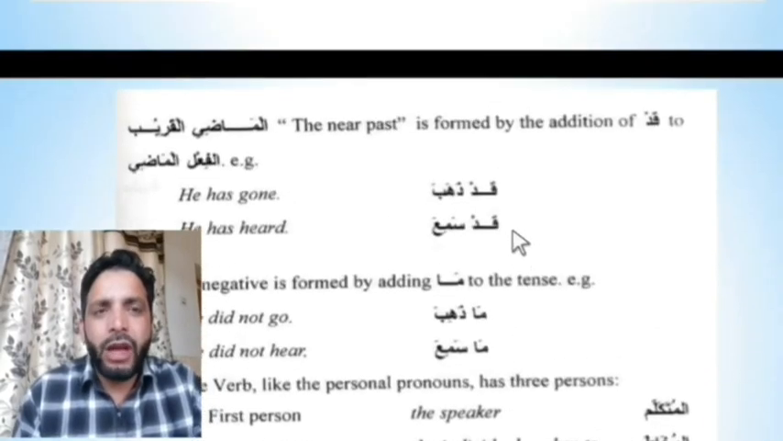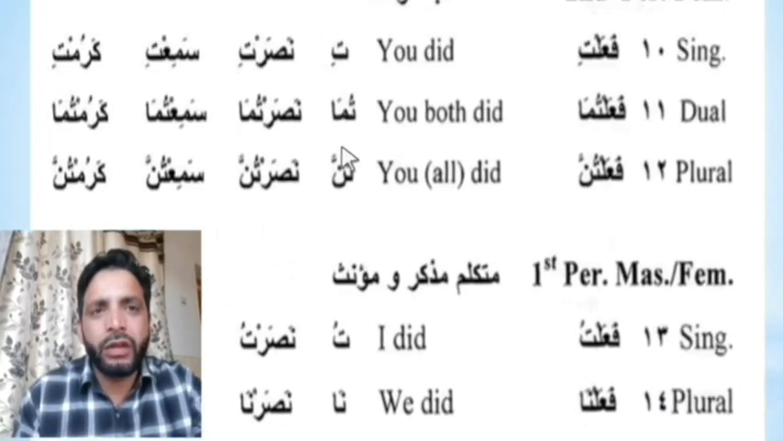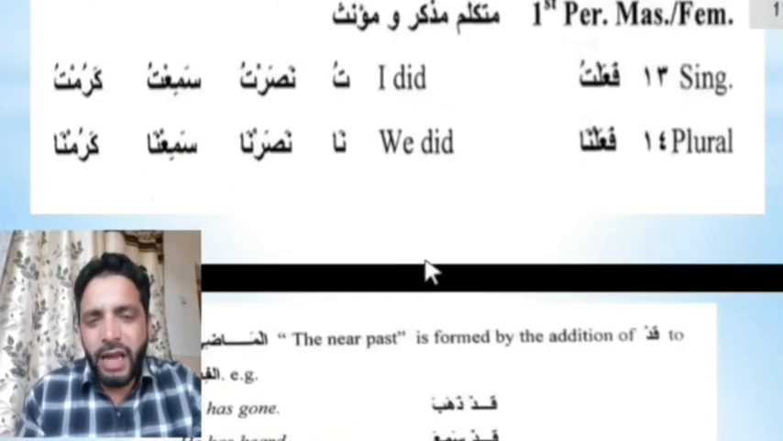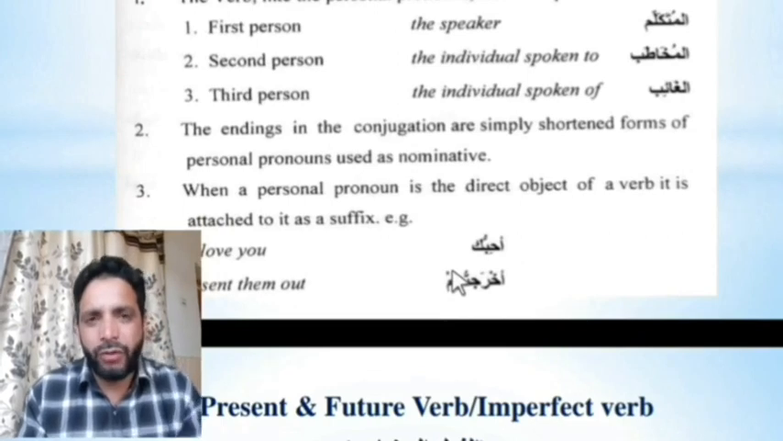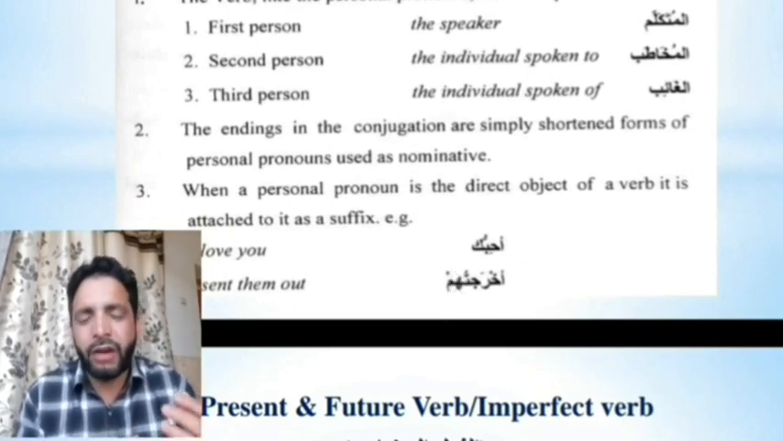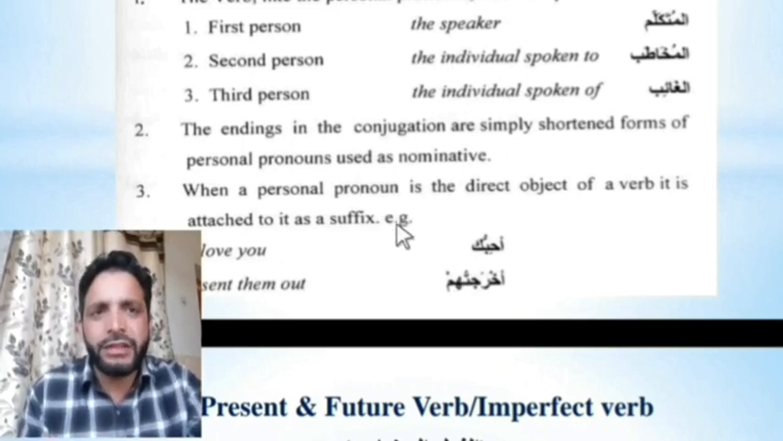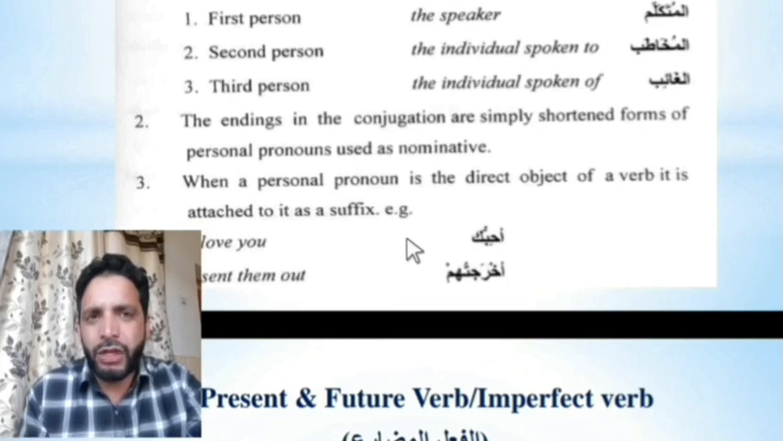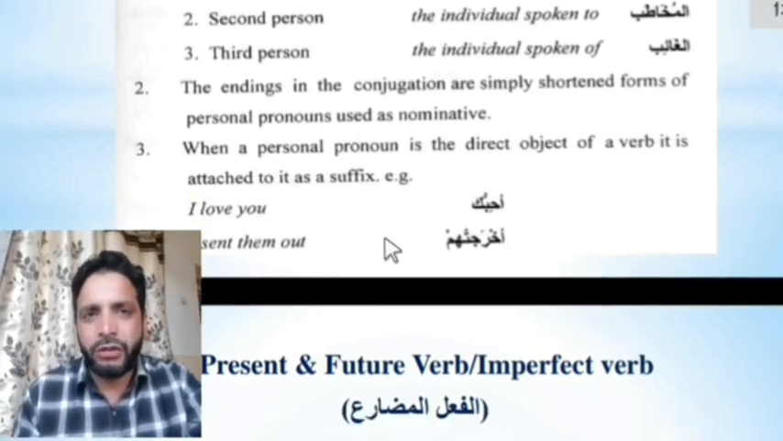The endings which we have just shown you, na, tu, tunna, tumati, are basically attached pronouns. When we attach personal pronouns to nouns, they have a different shape, and when we attach them to verbs, they take another shape. So these changing endings of the conjugation are basically the personal pronouns used in the nominative case.